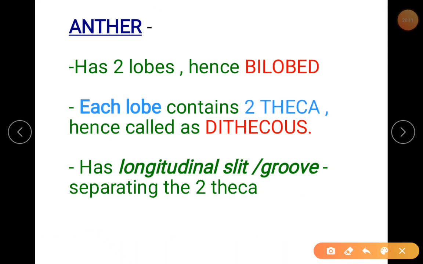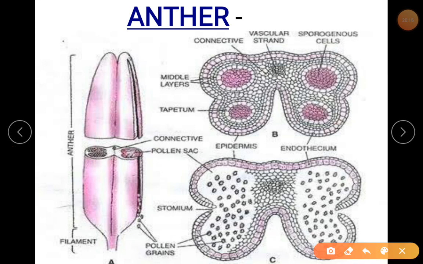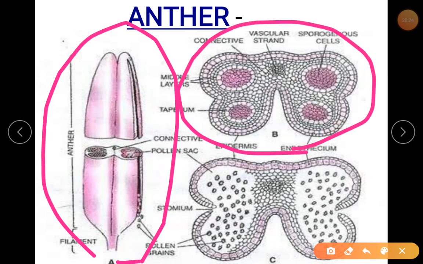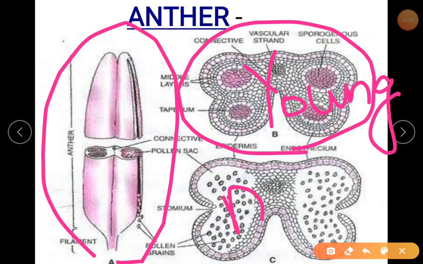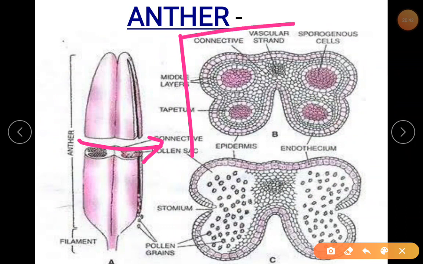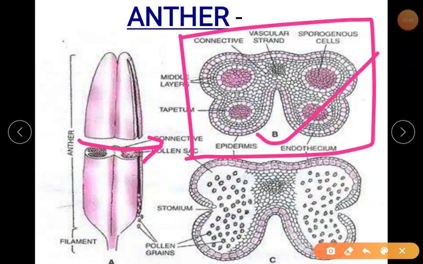Let us understand about the anther. First, look at how the anther structure is. Look at the transverse section. If you wonder why two structures are there, this is the young one. This is young, and this is mature. The one down is mature. Observe carefully. I have taken the section and the section is shown here. We are studying this part in detail, not this. The young anther only.